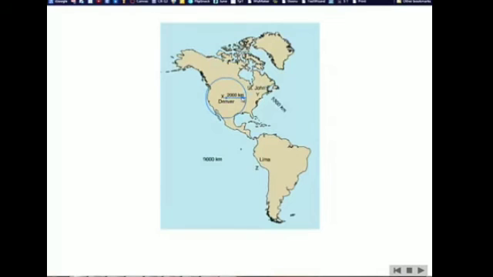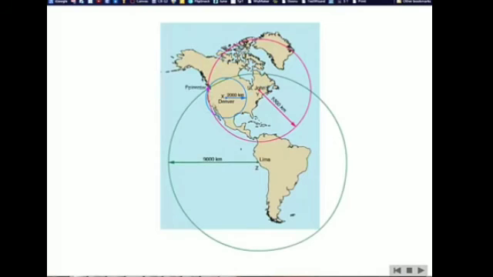And we plot those distances on a map. We get the distance for Denver, the distance for St. John's, and the distance from Lima, Peru. And all 3 of them will intersect at one spot, and that's the epicenter. So that's how we know where earthquakes occur.